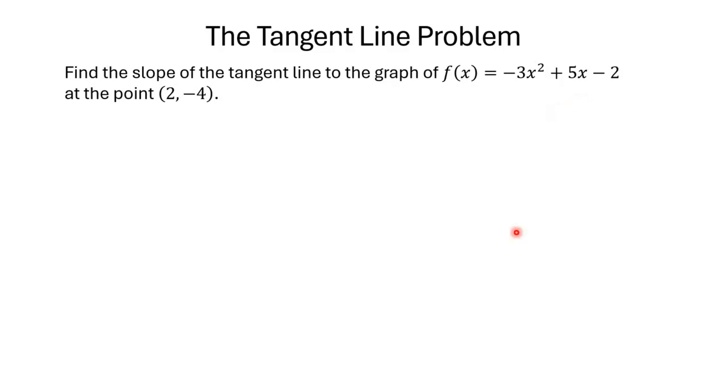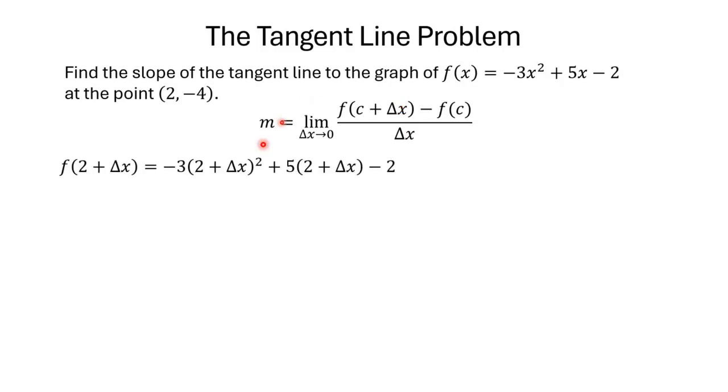I'll plug all of this into the limit of my difference quotient. So m, which is the slope of this tangent line, is the limit as delta x approaches 0 of f of c plus delta x minus f of c, divided by delta x. In this case, c is equal to 2. I'm going to calculate all the parts of this difference quotient. First, f of c plus delta x, which in this case is f of 2 plus delta x. That is what I get when I plug 2 plus delta x in for all the x's here.